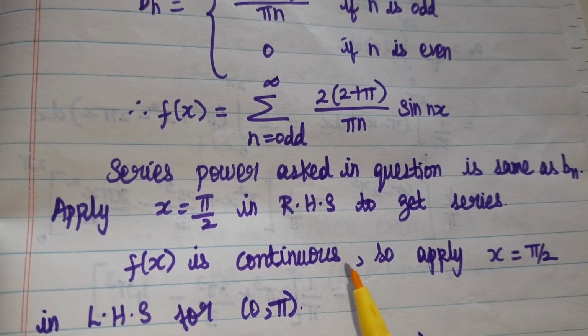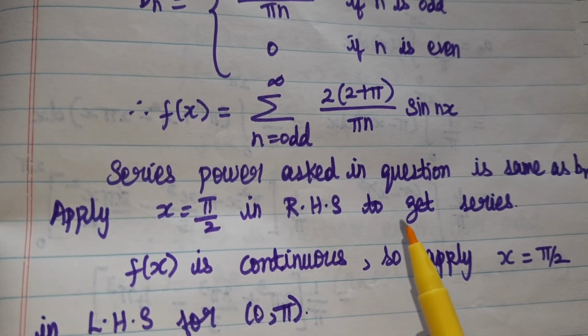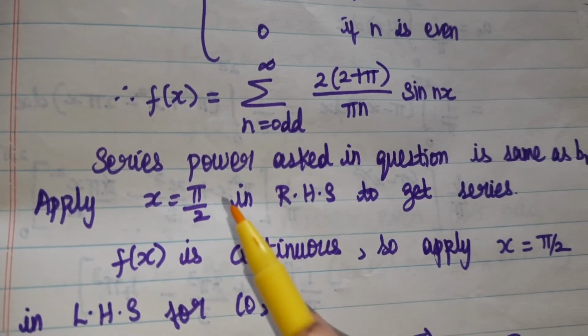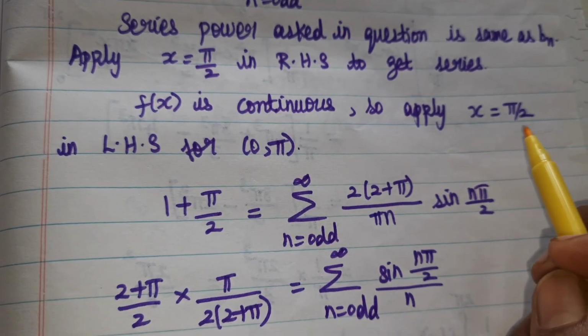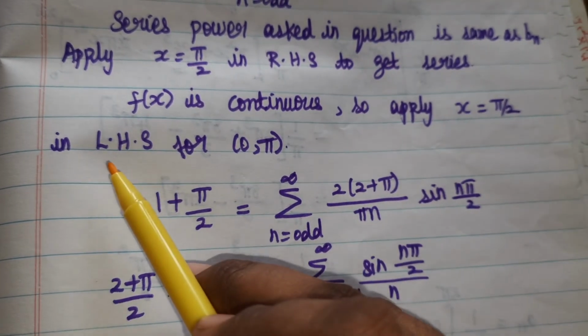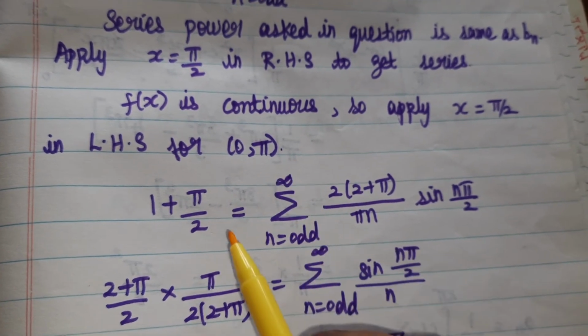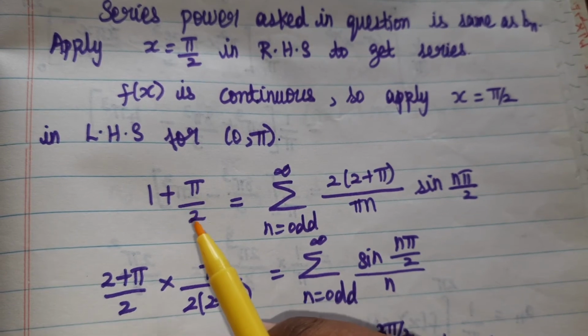Therefore apply x is equal to pi by 2 in RHS to get series. To get series we have to apply 0 or pi by 2 or pi. Here we have to apply pi by 2 to get series. Here f of x is continuous, so apply x is equal to pi by 2 in left hand side for 0 to pi. Therefore 1 plus x. Therefore here substitute x is equal to pi by 2.